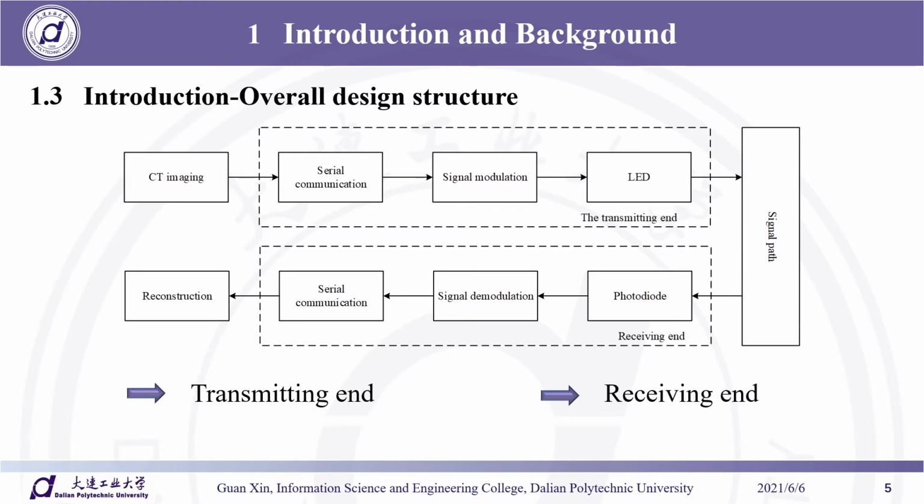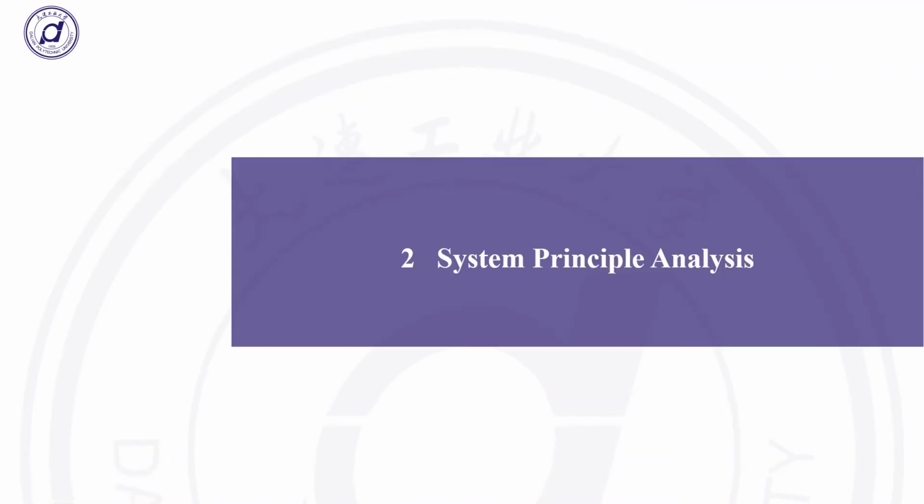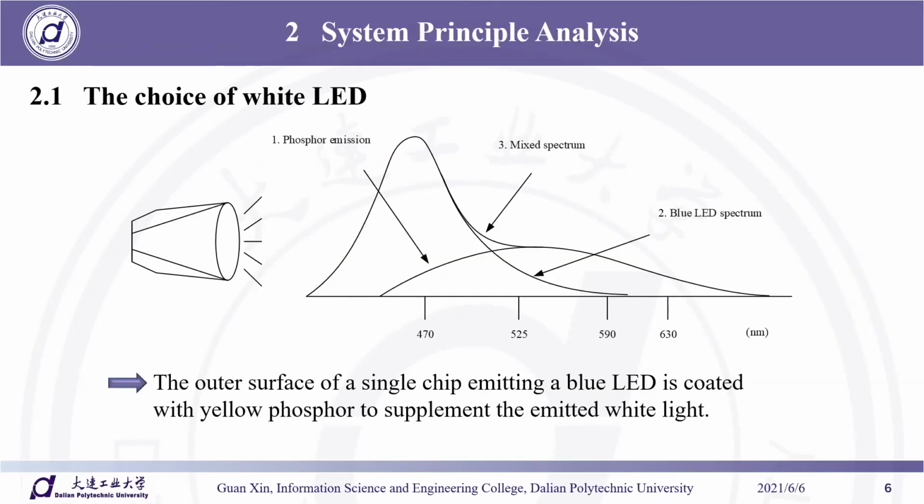Third, introduction overall design structure. The overall system structure is divided into two parts: the transmitting end of the upper CT imaging and the lower reconstruction. The block diagram is shown in this figure. The CT imaging terminal's image information is communicated through the serial port, and the signal modulates the LED white light source. The visible light is transmitted through the optical channel and received by a photodiode. The signal is demodulated and sent to the serial port of the lower computer to recover and display.